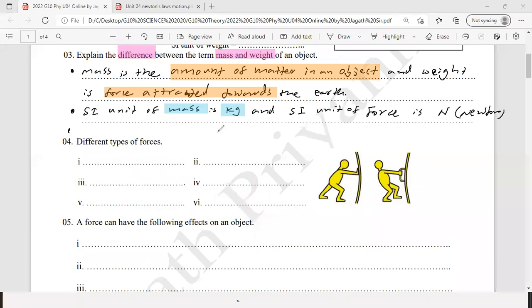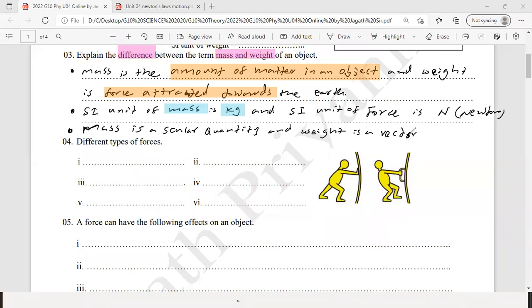But there's one more difference between these two. Right? Mass is a scalar quantity. And weight is a vector. Now I gave 3 points, 3 differences between these two.